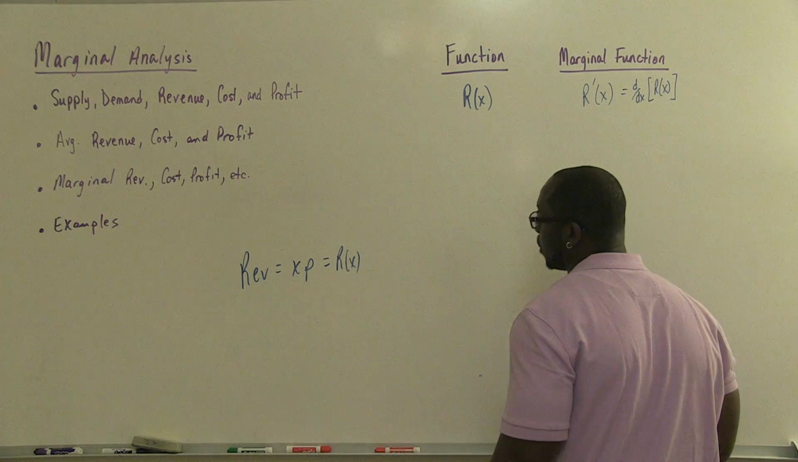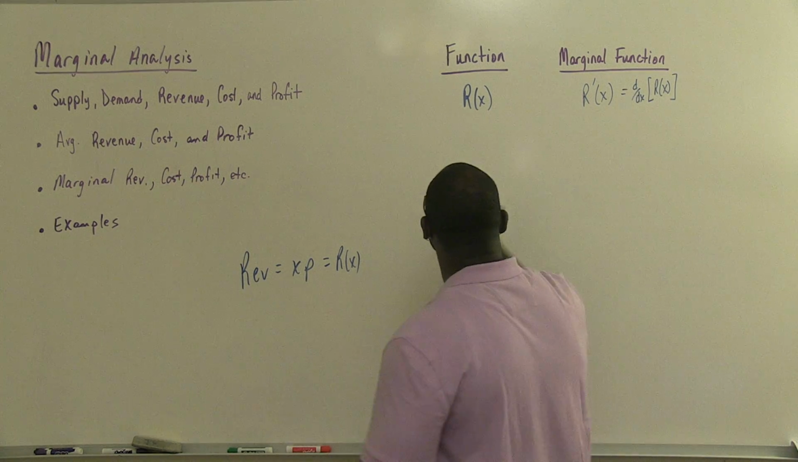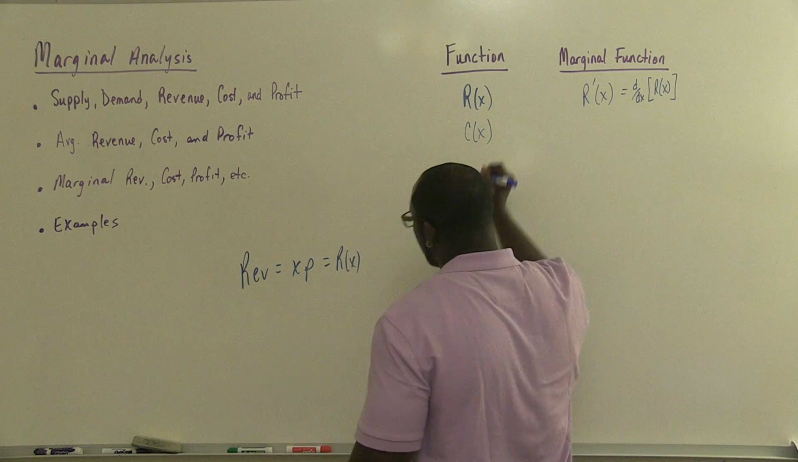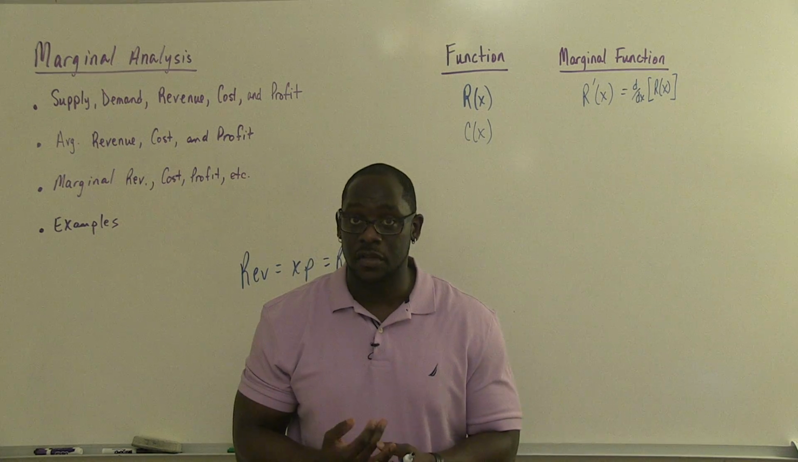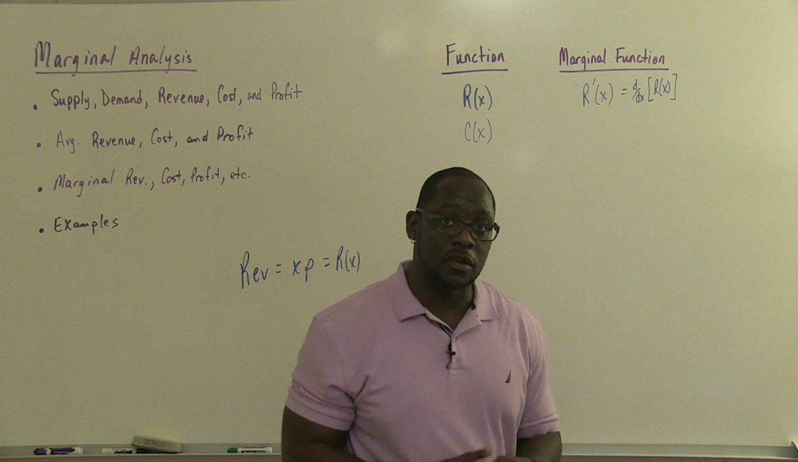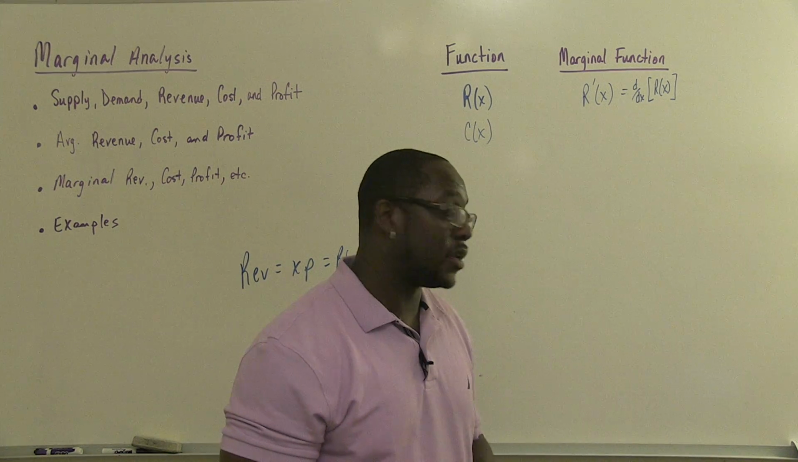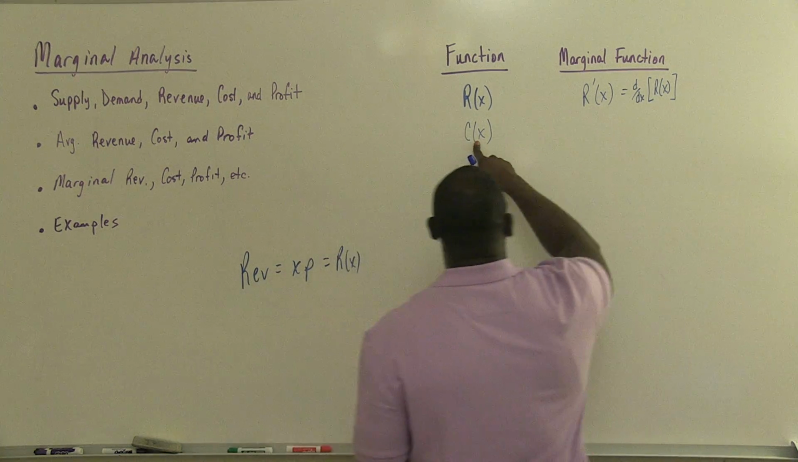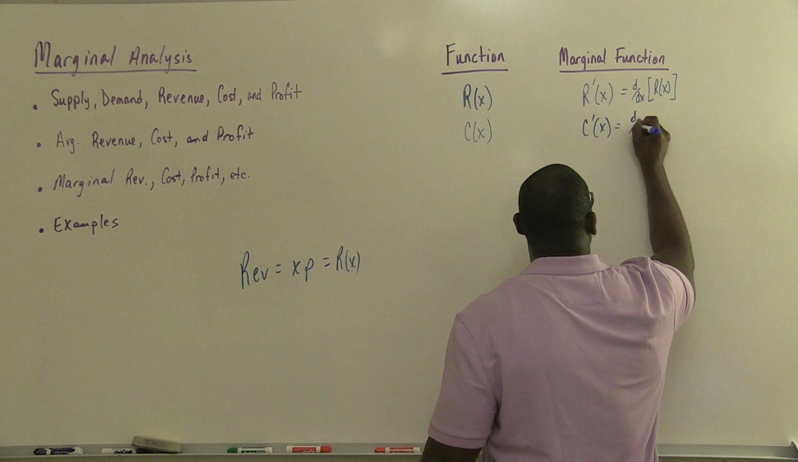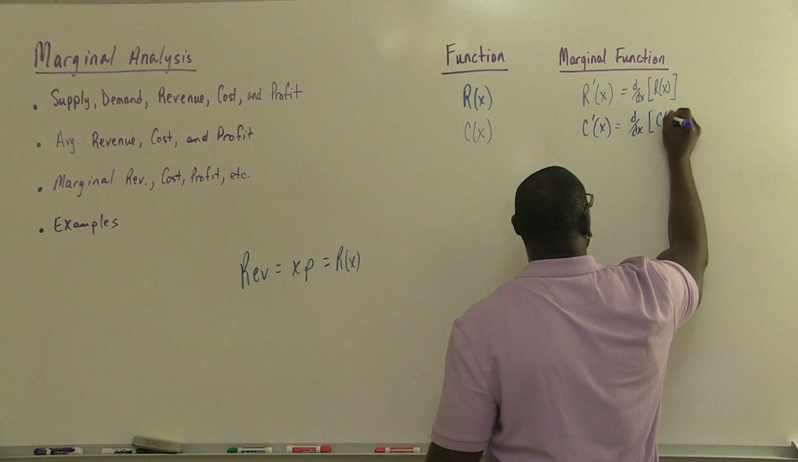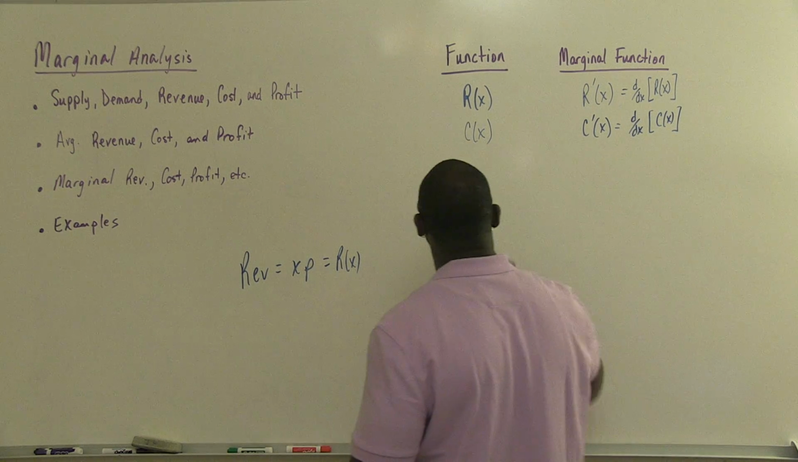In Leibniz notation. For cost, we know that cost is composed of fixed cost plus variable cost, which follows what we were talking about with the supply demand curve. Of course, if we name our cost this, then C prime of X would be what our marginal cost would be.